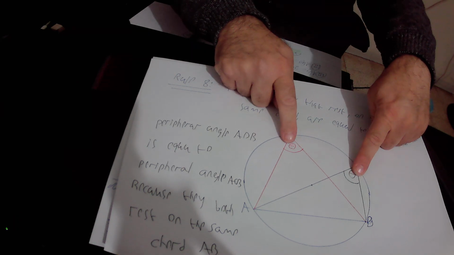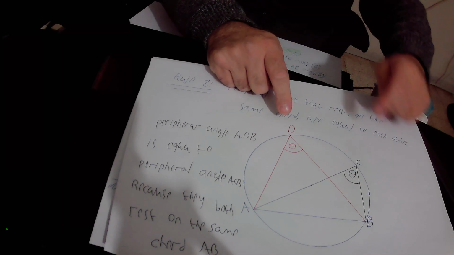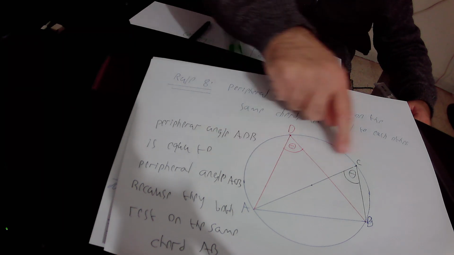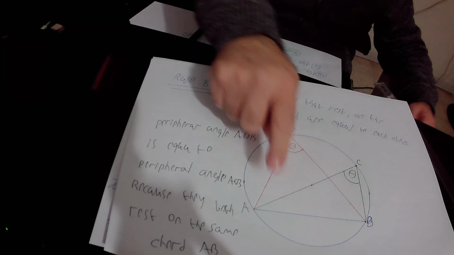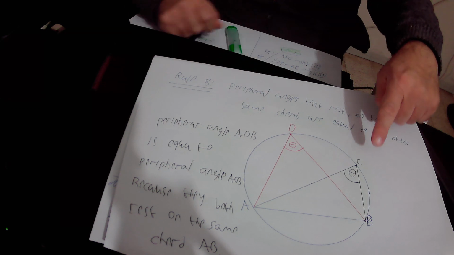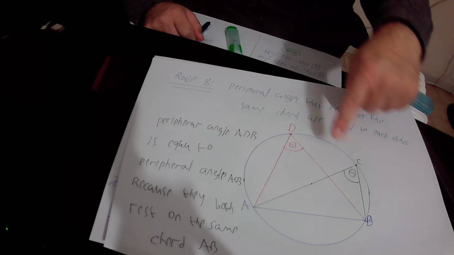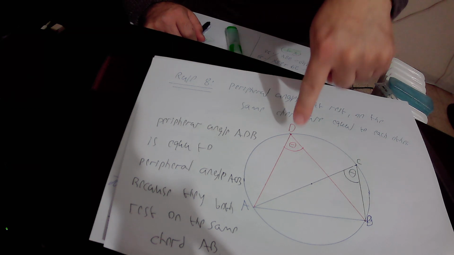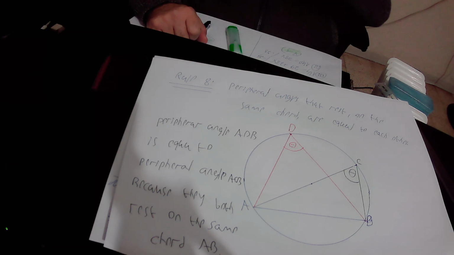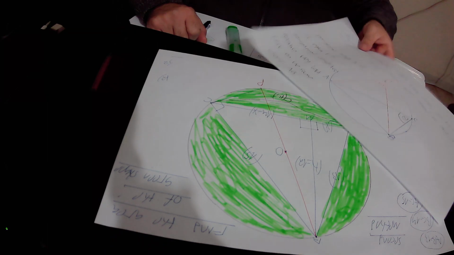Those two peripheral angles, angle ADB rests on chord AB, and the peripheral angle ACB rests also on the same chord called AB. Therefore, they are equal to each other. That is to say, if peripheral angle ACB equals theta, then peripheral angle ADB must be also equal to theta. Okay, we can actually implement rule number 8 in our drawing.